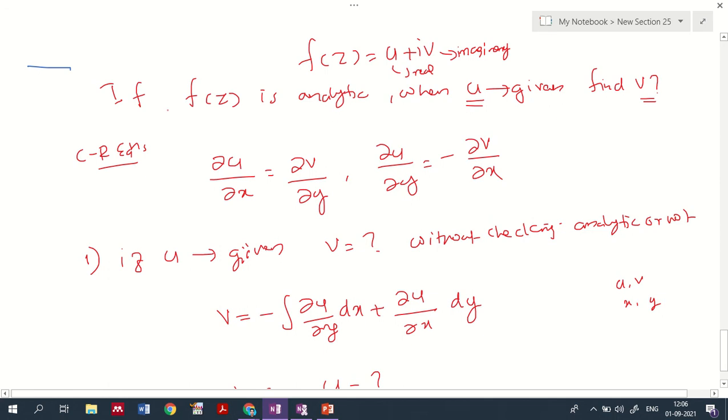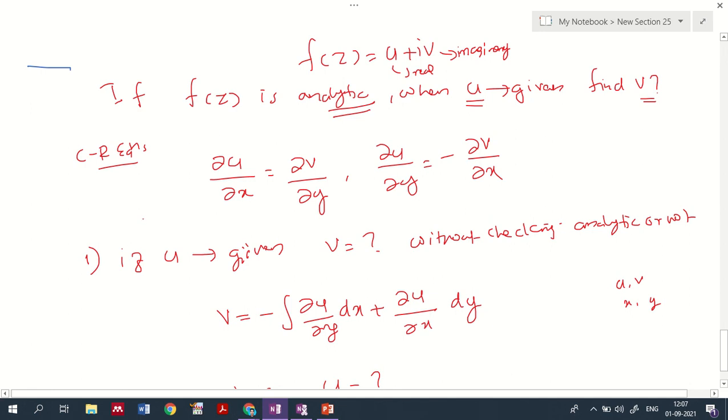Now we'll examine a case: if any function f of z is analytic, and it is already said that it is analytic, then u is given, find v. If such a problem comes, you can directly utilize the Cauchy-Riemann equations, because it is already said that f of z is an analytic function. Only the real part is given, and now you have to find the imaginary part of the analytic function. So dou u by dou x equals dou v by dou y, and dou u by dou y equals minus dou v by dou x is the Cauchy-Riemann equation.